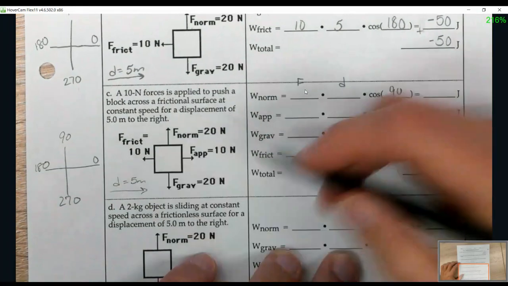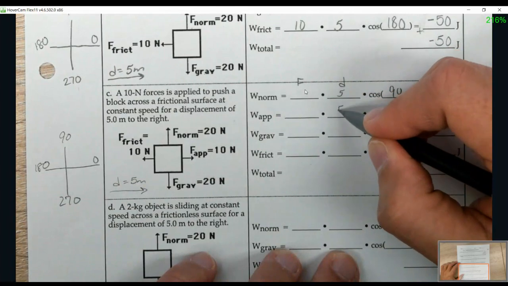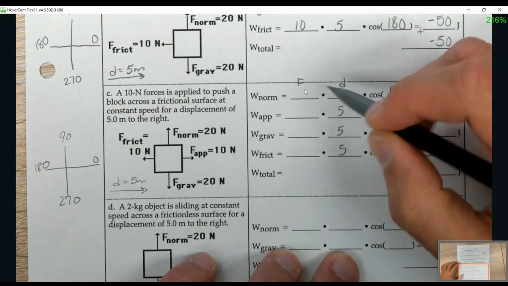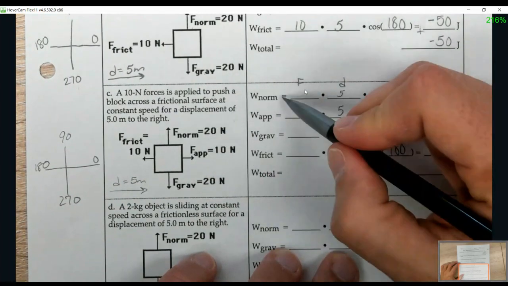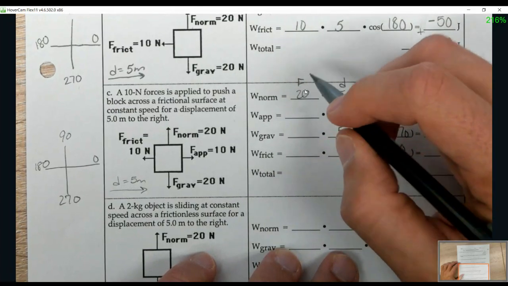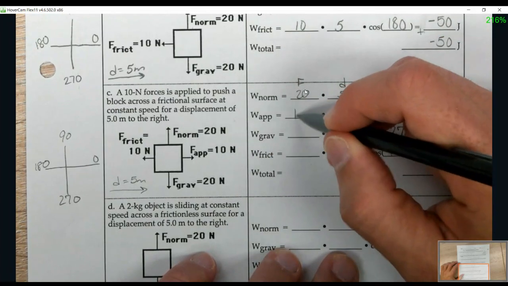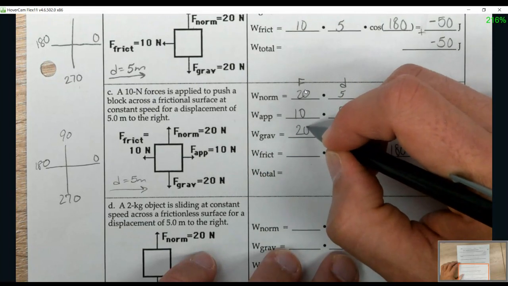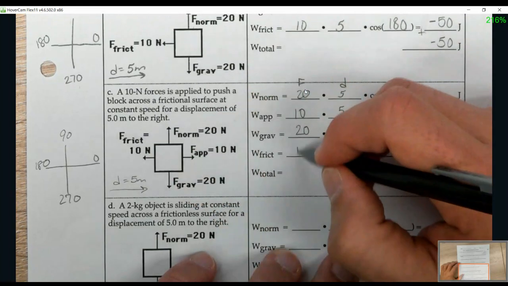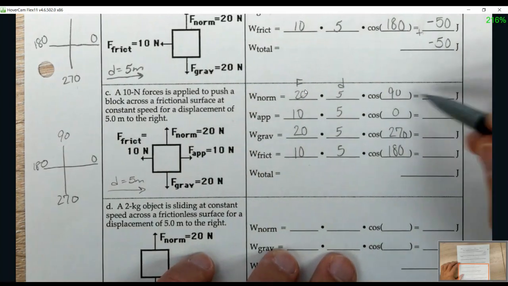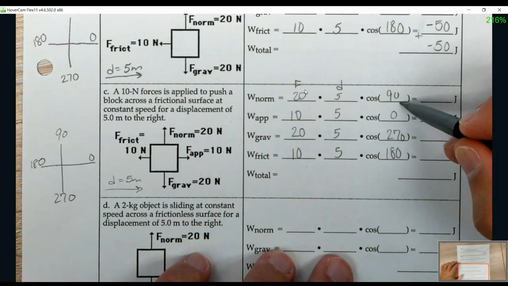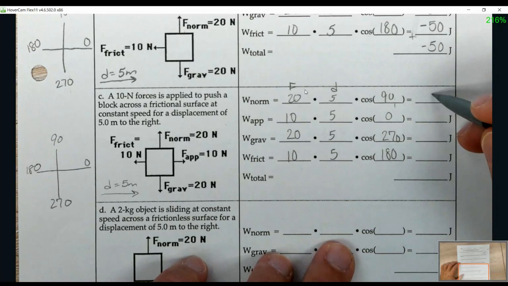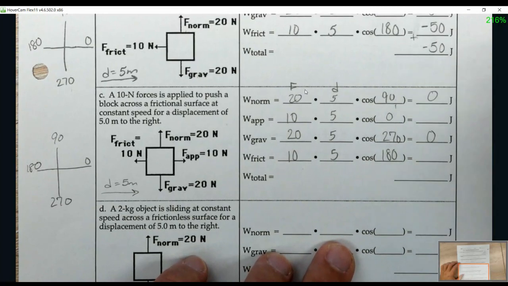Okay, again, work is force times distance times cosine of the angle. The distance moved is 5 meters in these, so we're going 5, 5, 5, and 5. Write down the values. Normal force is 20. Applied force is 10. Gravitational force is 20. Friction force is 10. Cosine of 90 is 0, and cosine of 270 is 0. So this and this, I know are going to be 0.